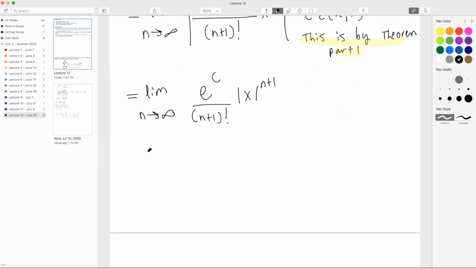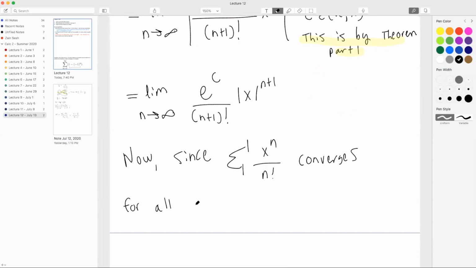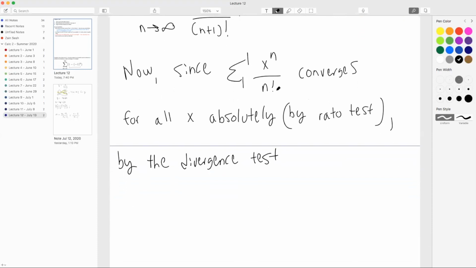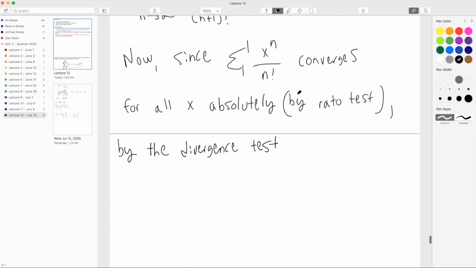So I need to say something now. Since the series x to the n over n factorial converges absolutely for all x by the ratio test, that's what we figured out before. By the divergence test, we know that the limit of its sequence terms goes to 0. That was the contrapositive of the divergence test. So since this converges for all x absolutely, by the divergence test the limit as n goes to infinity of x to the n plus 1 power over n plus 1 factorial is 0. So important step, I'm taking the contrapositive of the divergence test and applying it, okay? Since it converges, I know that its sequence terms go to 0.